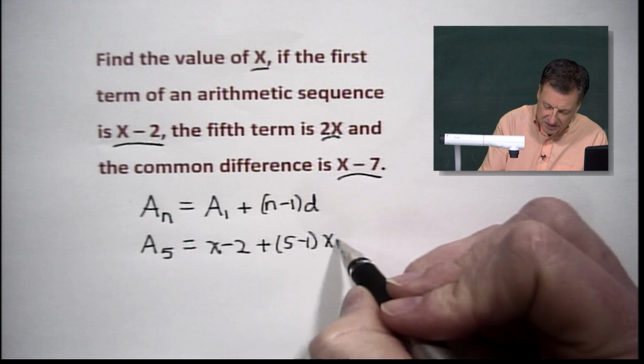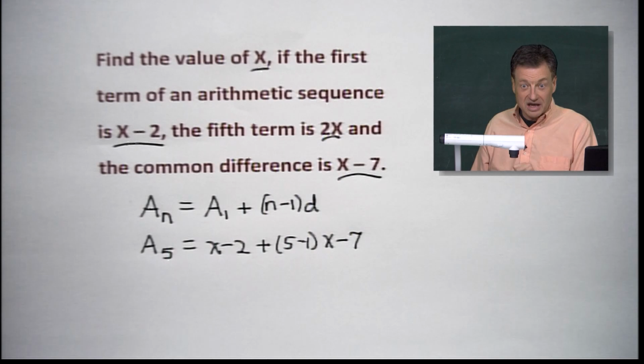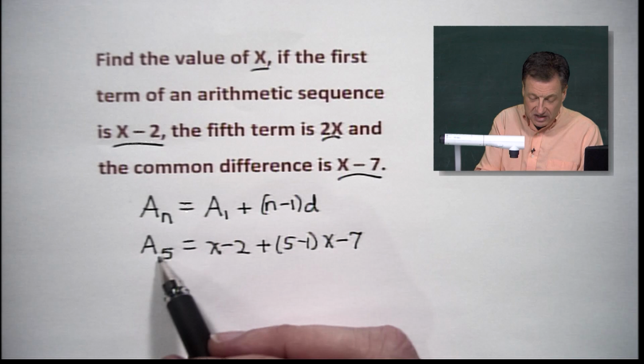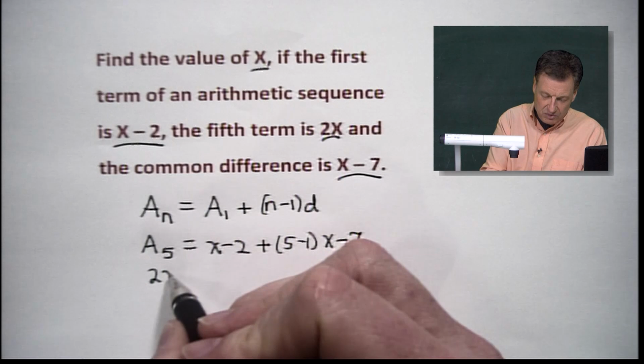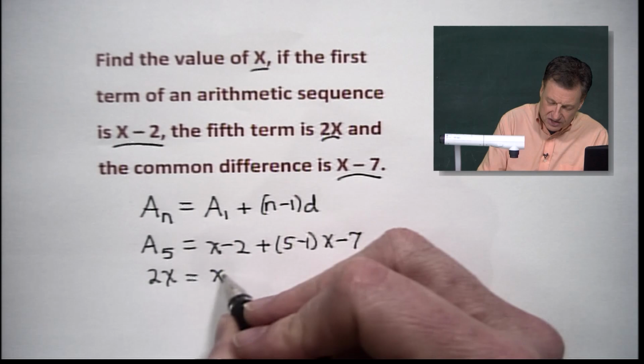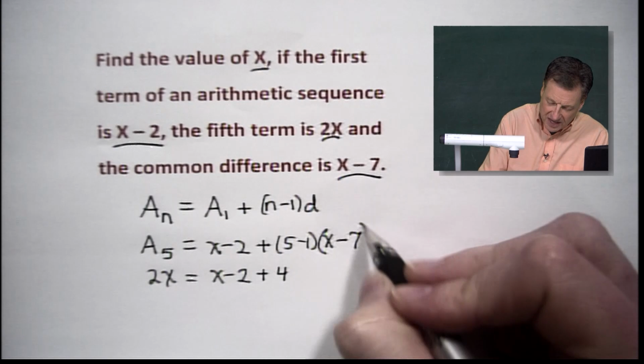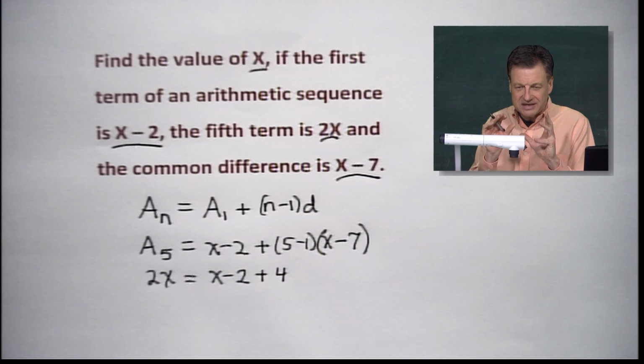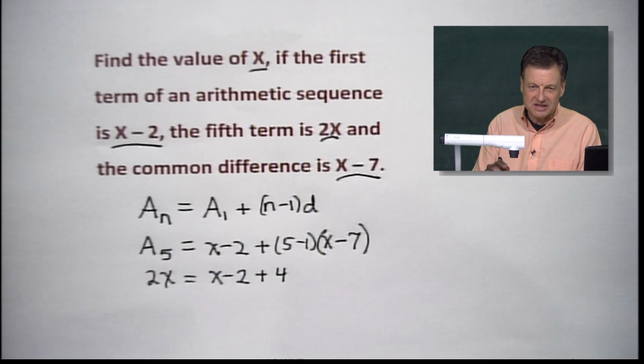So at this point, things are looking interesting. Now, on the left-hand side, let's go ahead and replace the fifth term. We know what that is. It's 2x, so we're going to put it right in there. And we've got x minus 2, and then the 4, and I want to put one more thing in here. That needs to be in parentheses, because that's the whole common difference. I can't just put x minus 7, because that would say 4x minus 7. That's not what it is. It's 4 times x minus 7.